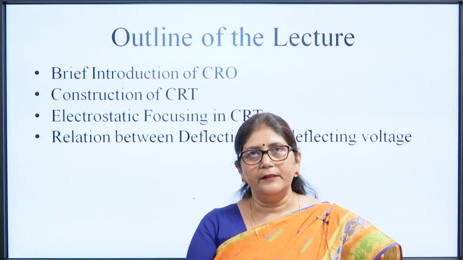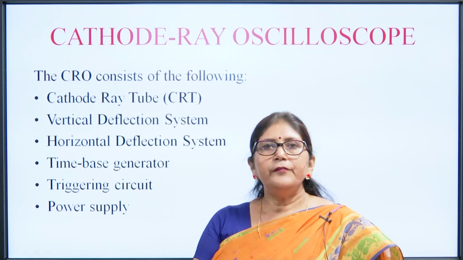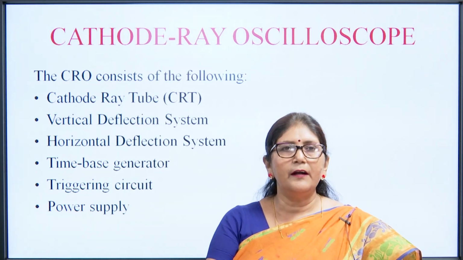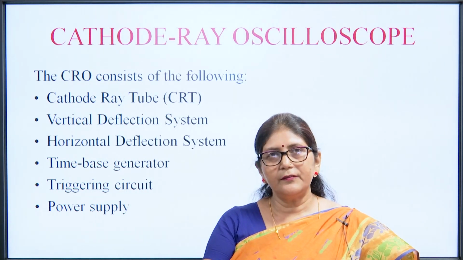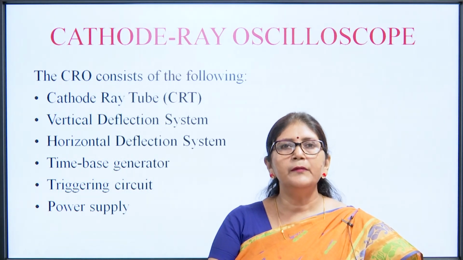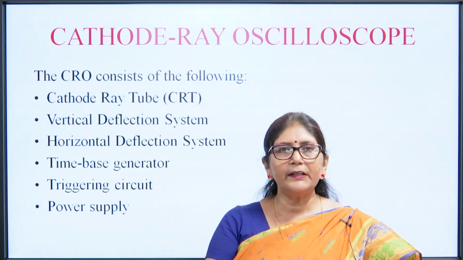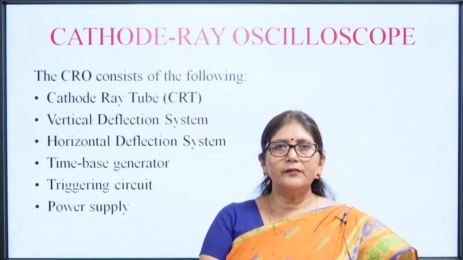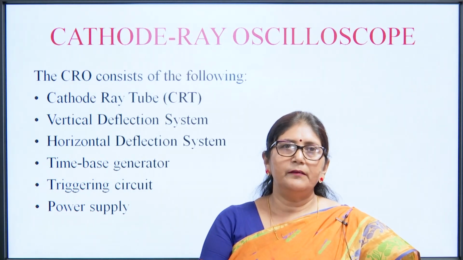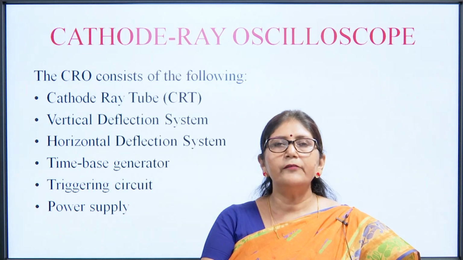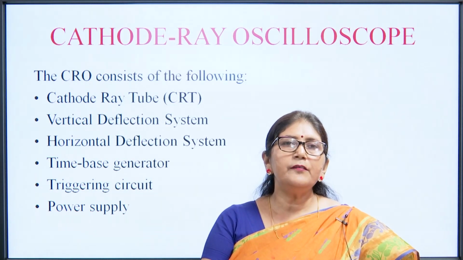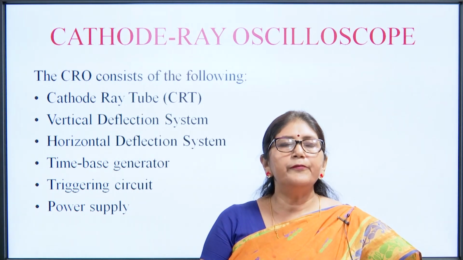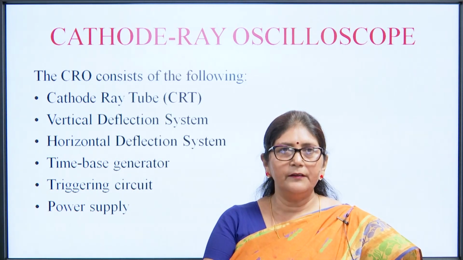As we know, the CRO consists of the main part, the CRT, then the vertical deflection system, the horizontal deflection system, time base generator, triggering circuit and power supply. The input signal is applied at the vertical deflection system, and this system is responsible for the presentation of the input signal on the screen.